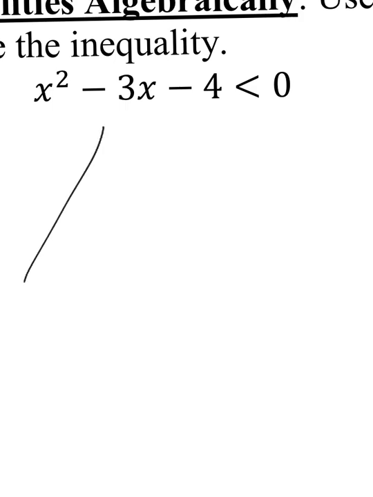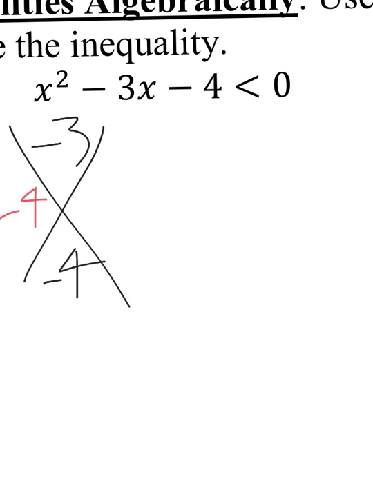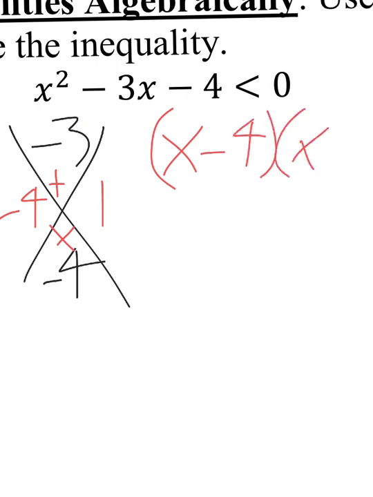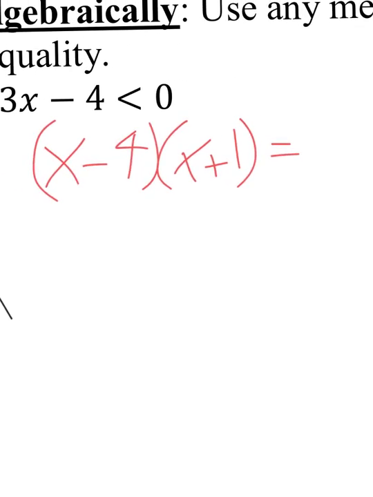So to start, what are the factors of -4 that add up to -3? Let's see here. So 4 is 4 times 1, and if it's -4 plus 1, that would make -3, and -4 times 1 makes -4. So I'm going to factor this by saying (x - 4)(x + 1) equals 0. So just write equals 0. Just ignore the inequality sign for right now.